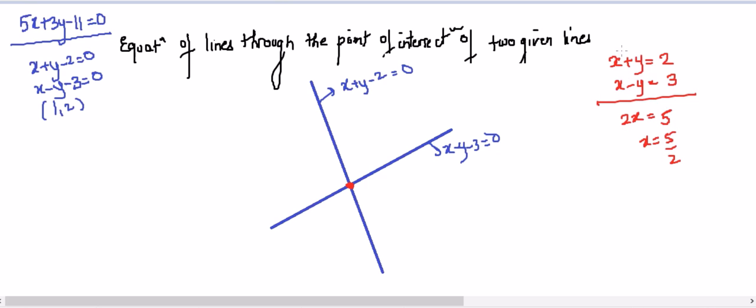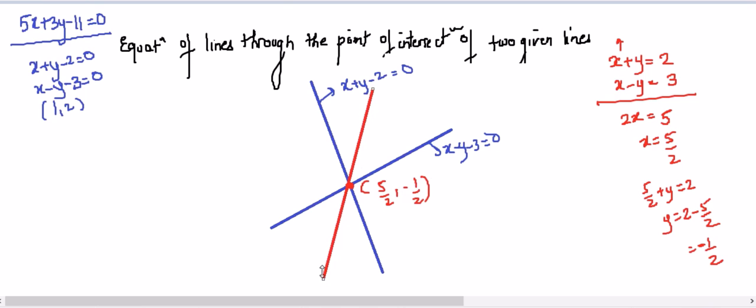Putting the value of x in either of the equations, let us say I'm putting it here: 5 over 2 plus y equals 2. Y is 2 minus 5 over 2, which gives me minus 1 over 2. So the coordinates of the intersection are 5 over 2 comma minus 1 over 2. Also, there is one coordinate lying on this line, that is 1 comma 2. So now we need to calculate the equation of the line passing through these 2 points.